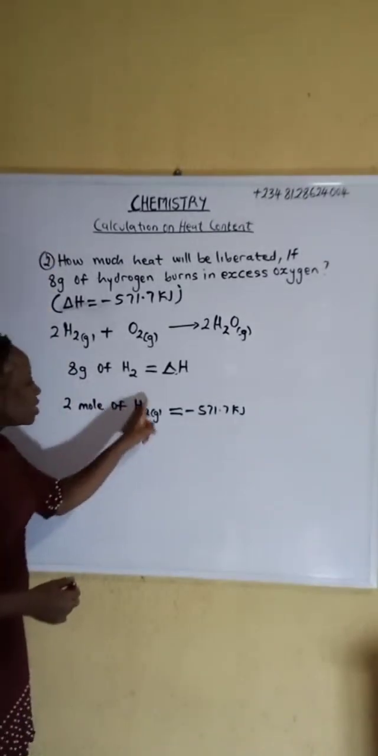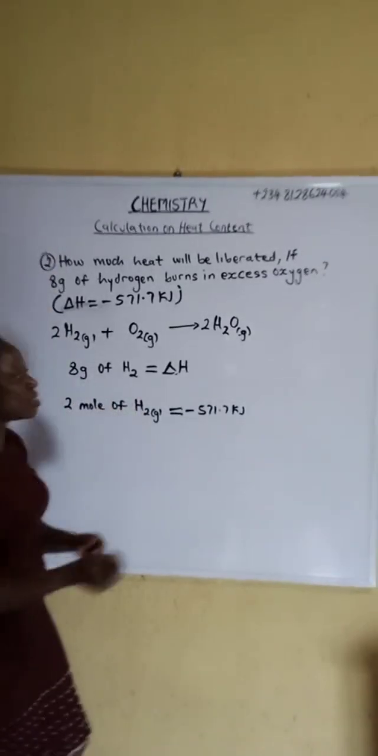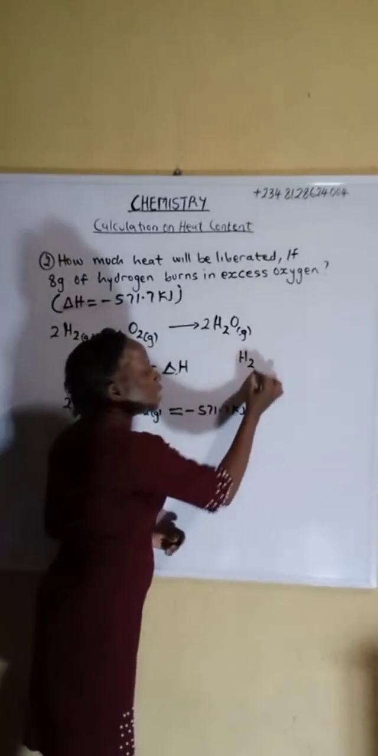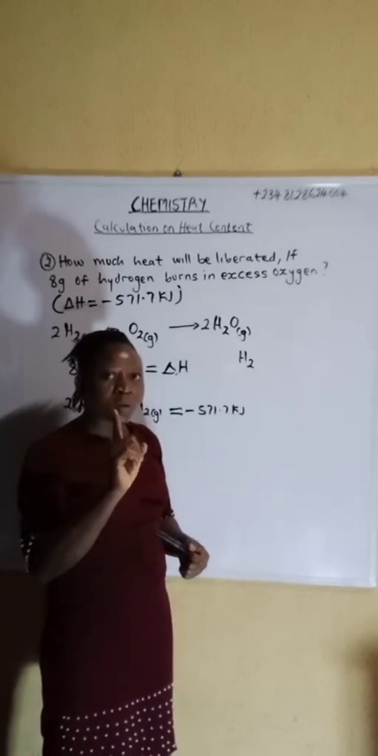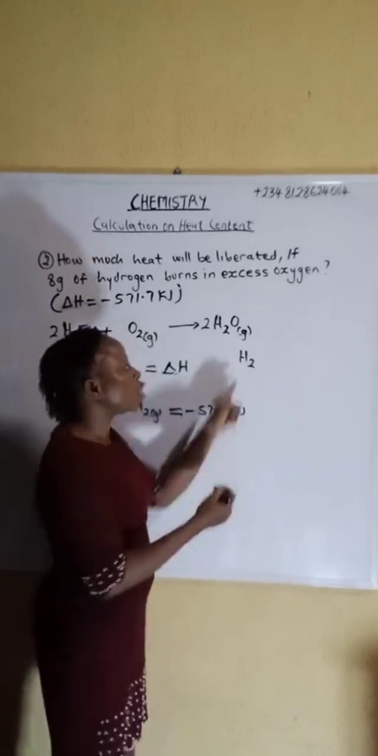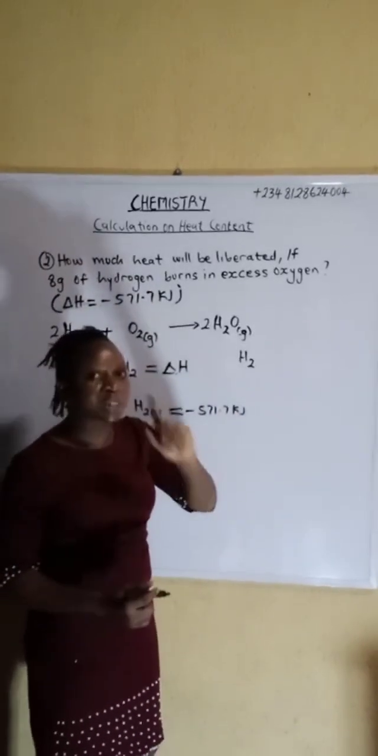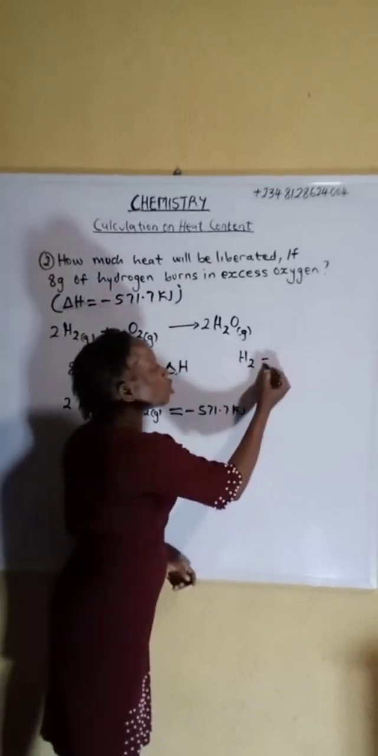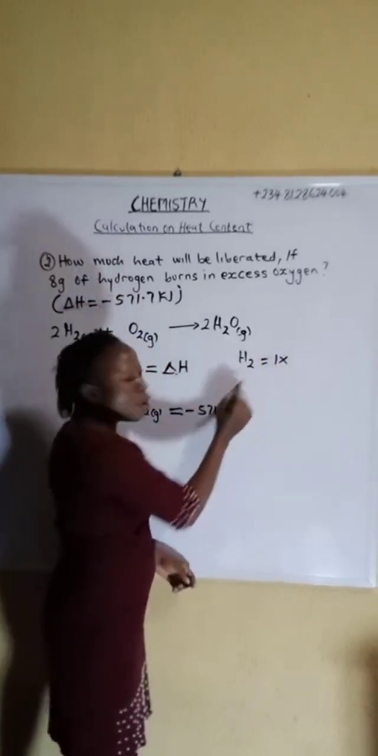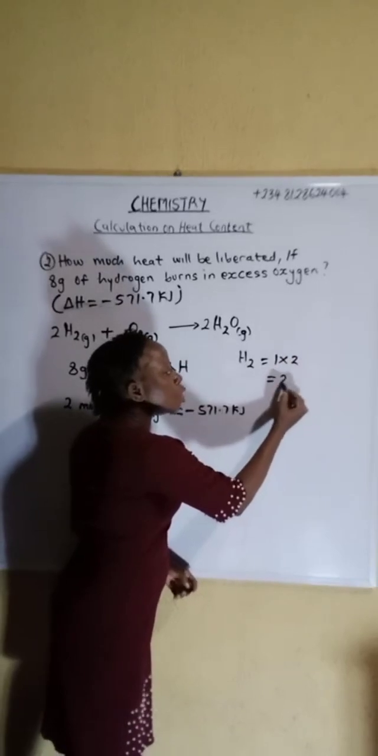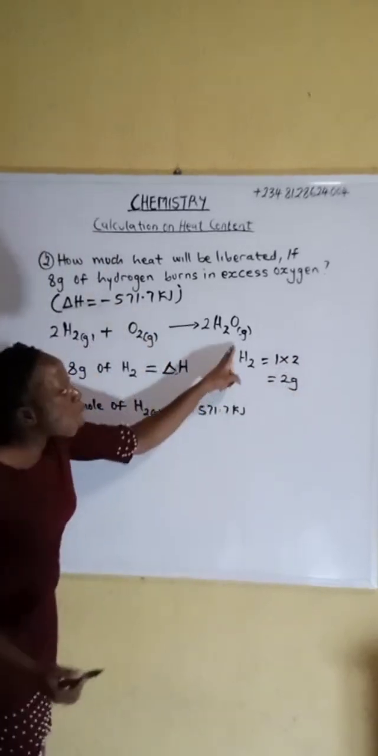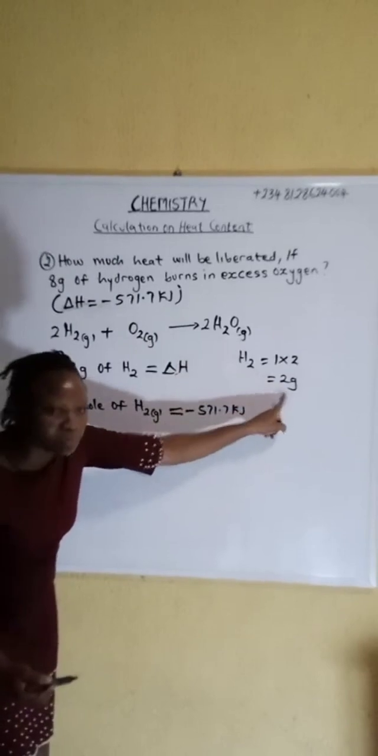Then let's calculate the mass of hydrogen gas. What is the atomic mass of hydrogen? The atomic mass of hydrogen is 1. So that will be 1 times, then how many hydrogen atoms do we have? That is 2. So 1 times 2 gives us 2 grams. That is, 1 mole of hydrogen gives us 2 grams.